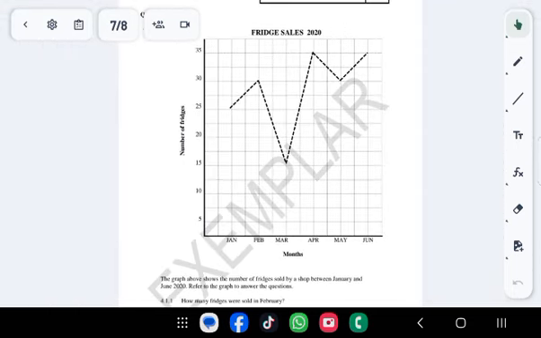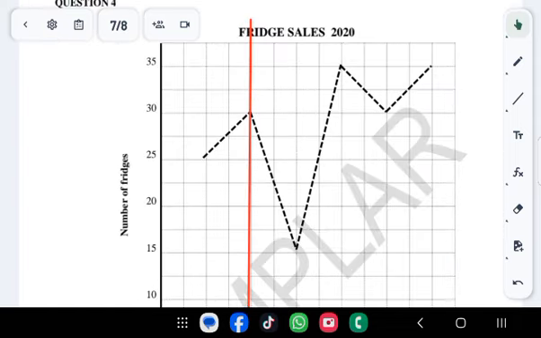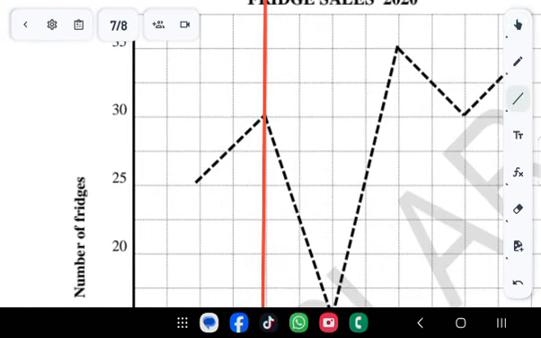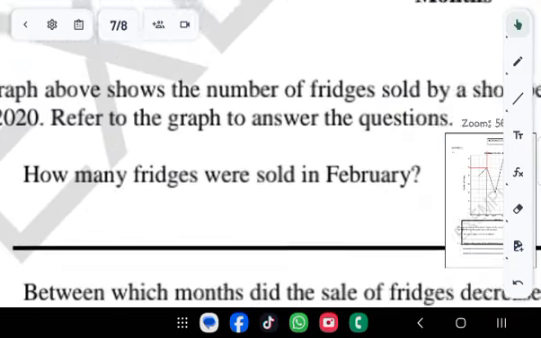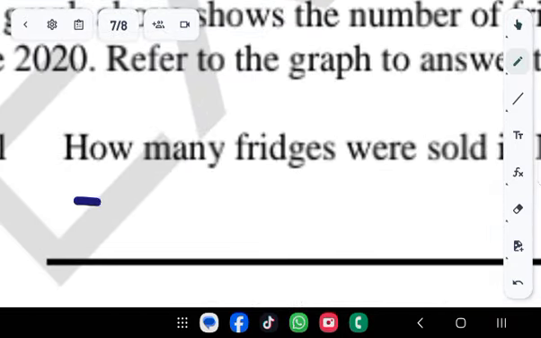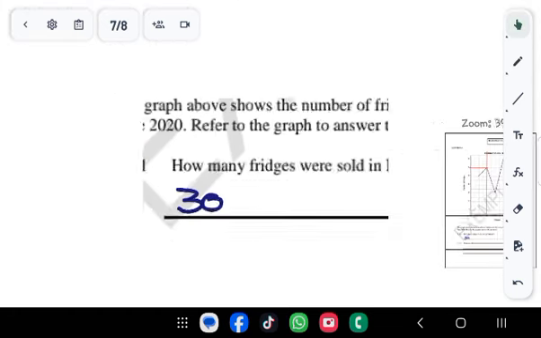So what you do is you go to February, here is February, and then you look up there. Take a ruler to help you figure it out. Here, this is where it touches the graph. And now what you do is you take your finger to the left hand side to see the number of fridges. So that will be 30. So in February, 30 fridges were sold.